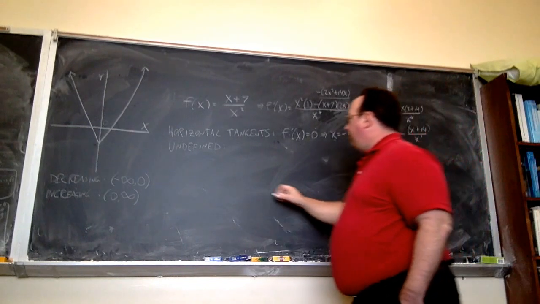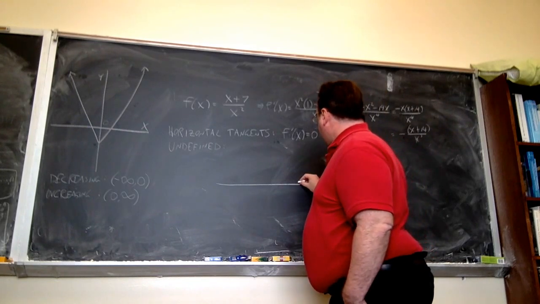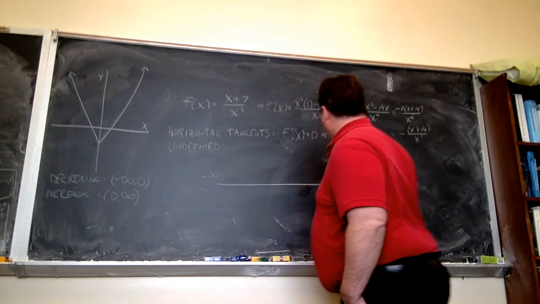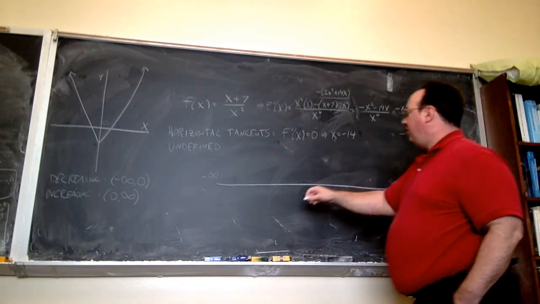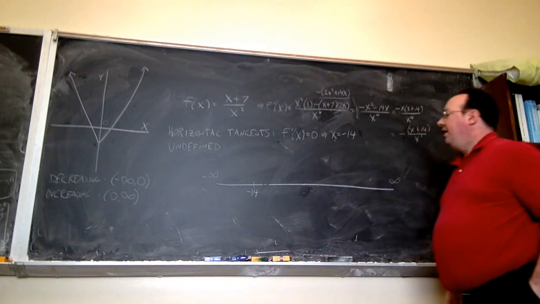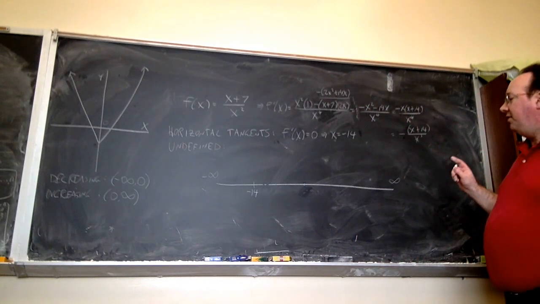Now, what I'm going to do is draw a real number line here. So minus infinity and infinity. And I'm going to mark on the real number line where we have this horizontal tangent, minus 14. Okay. Now, horizontal tangents will divide the real number line into regions where the function may be increasing or decreasing.